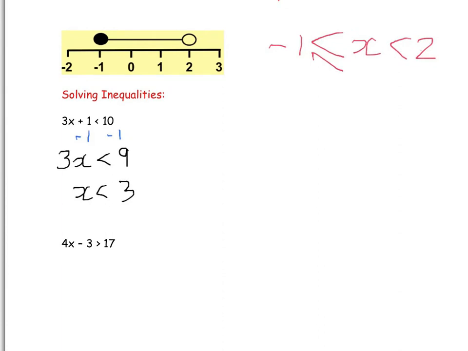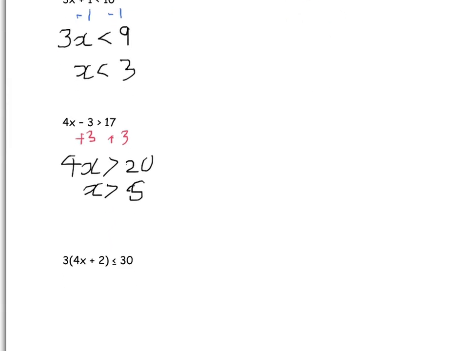This question, 4x minus 3 is greater than 17. Well, the first thing we want to remember is we want to be left with 4x on its own and all the numbers on the other side. So we're going to have to add 3 to both sides. So we're left with 4x is greater than 20. We only want one lot of x, so we divide both sides by 4 to give us x is greater than 5.